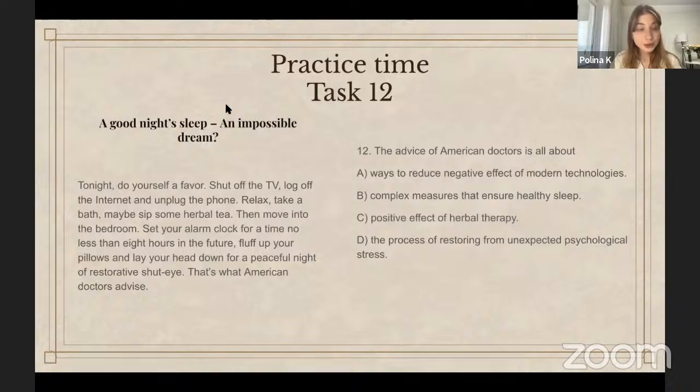Advice of American doctors, right? So I'm highlighting that part because it definitely represents our main idea here. Advice, American doctors. Yeah, advice, doctors, so these are similar. Okay, let's now analyze. Oh, you see, what have I found? That's what American doctors advise. So we should search somewhere here, ostensibly somewhere before that. Reduce negative effect of technologies.